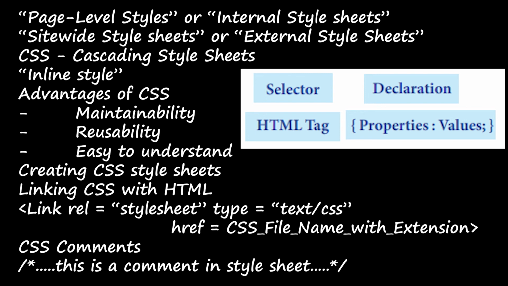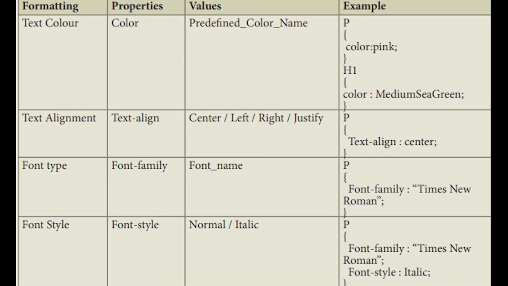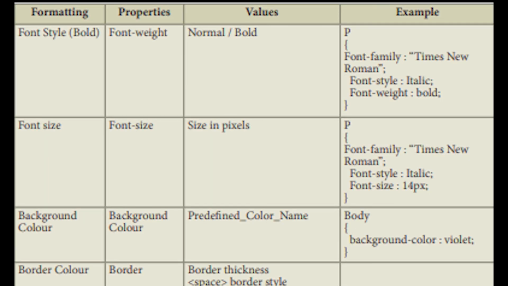And we saw the text formatting properties. The first formatting is text color. The property is color and the value is a predefined color name you have to give, right? The next one is text alignment. Text-align, and the value is center, left, right, or you can give justify also, right? Next, for font type, font-family, and you have to give the font name. For font style, you can give italic or normal. Font weight, normal or bold, right?